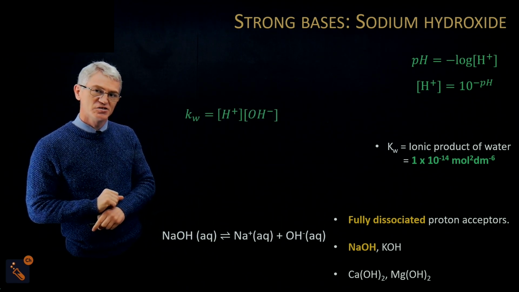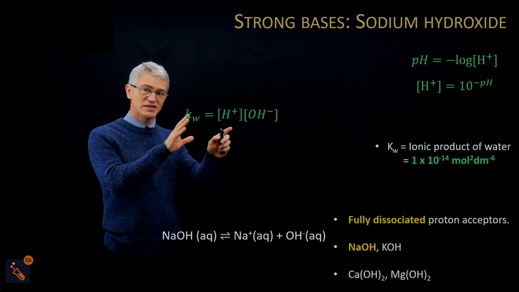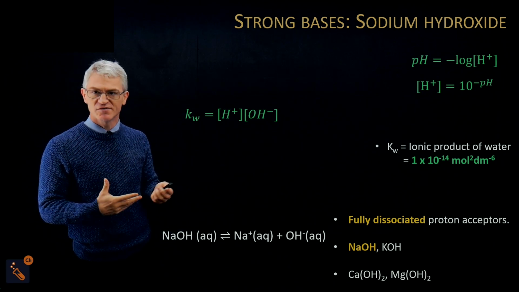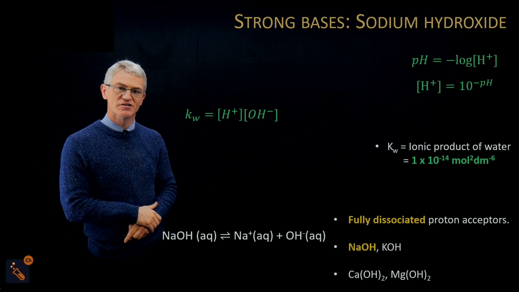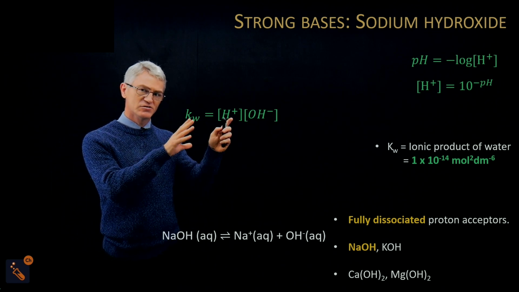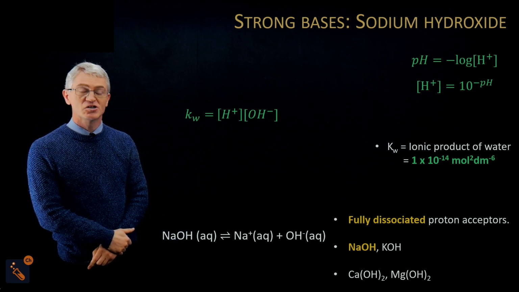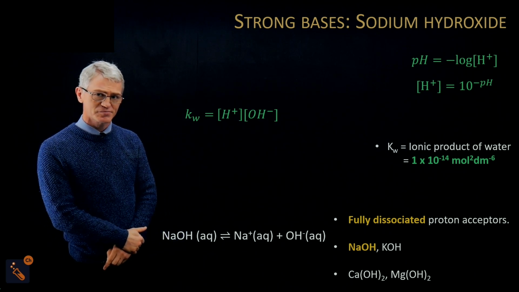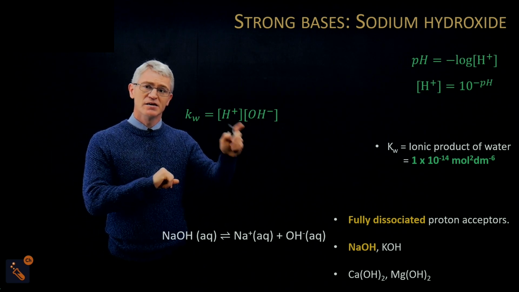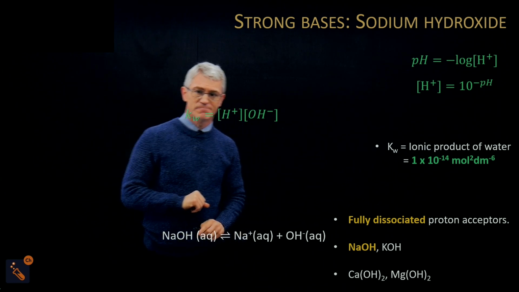If we then go to the actual Kw expression, it's H plus times OH minus. I could go into how you derive that, and you could look at that in other videos, but you really don't need it to use it. So you just need to remember Kw equals H plus times OH minus. Now we already know if it's a strong base, we can know what the OH minus is. And we know what the Kw is because at 25 degrees, it is that number.